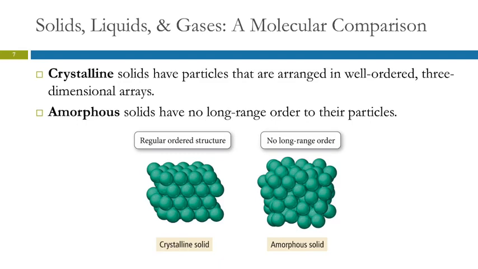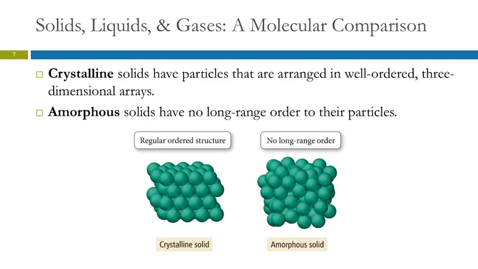When we talk about solids, we can refer to how the particles are arranged. So two broad categories would be crystalline solids and amorphous. Amorphous means without shape. The prefix a means without, and morphous refers to shape. So amorphous solids have no long-range order to their particles. They're random, just jumbled together, kind of like this picture here.